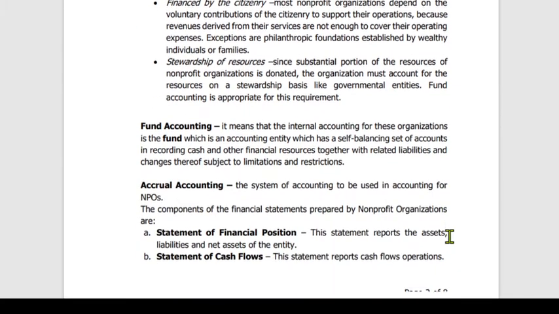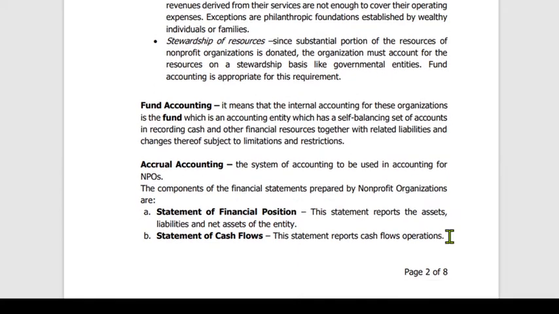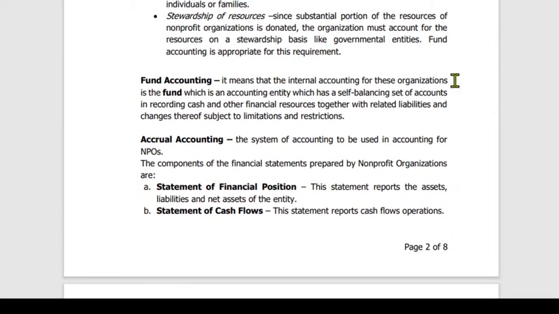Next, the concept of fund accounting. It means that the internal accounting for these organizations is the fund, which is an accounting entity which has a self-balancing set of accounts in recording cash and other financial resources, together with related liabilities and changes thereof, subject to limitations and restrictions. Under government accounting, we use fund accounting, and under nonprofit organizations, we also use the concept of fund accounting.